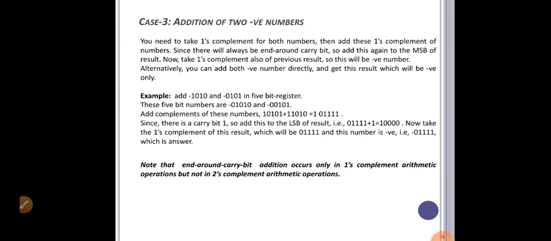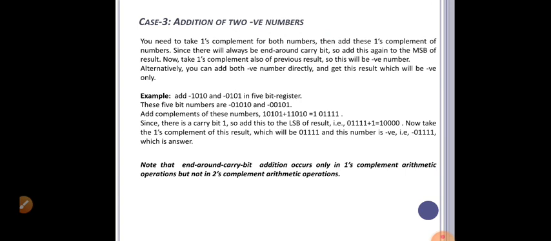Then add these ones complements of the numbers. Since there will always be an end around carry bit, add this again to the LSB of the result. Now take ones complement also of the previous result. So this will be a negative number. Alternatively, you can add both negative numbers directly and get this result, which will be negative only. By definition, I am very sure that you are not able to understand. Let us understand it with this example.